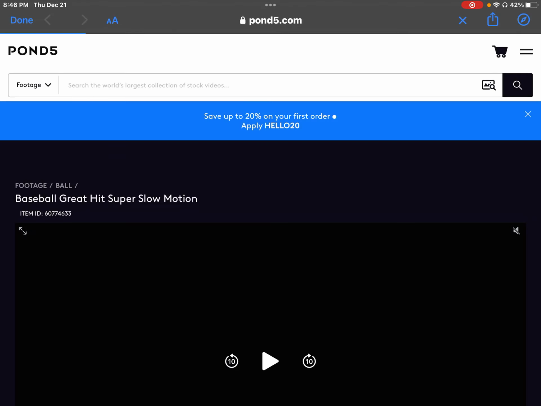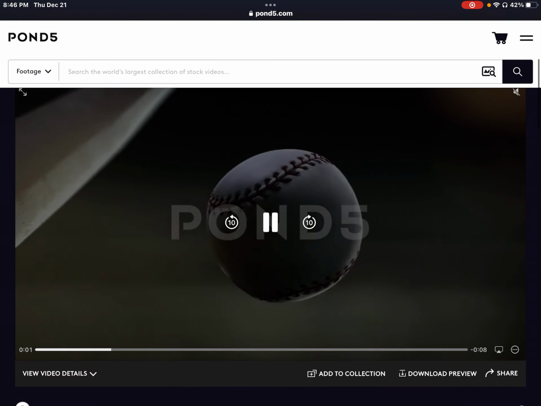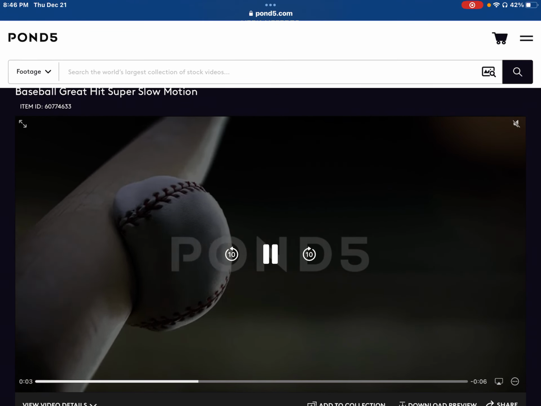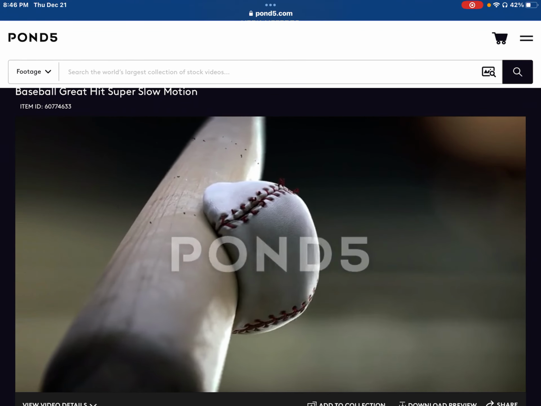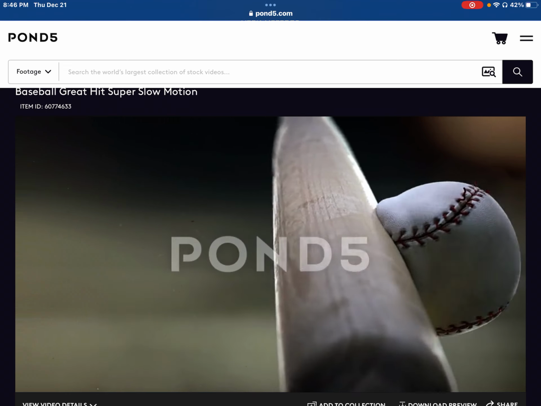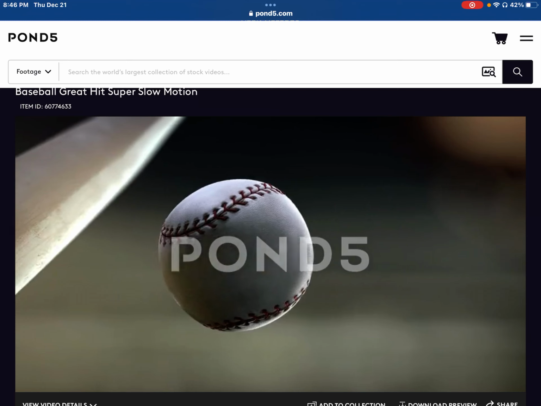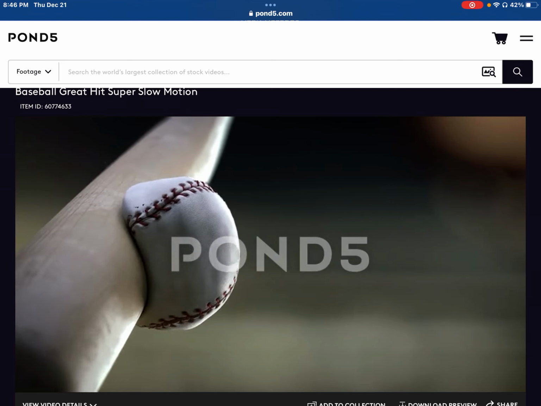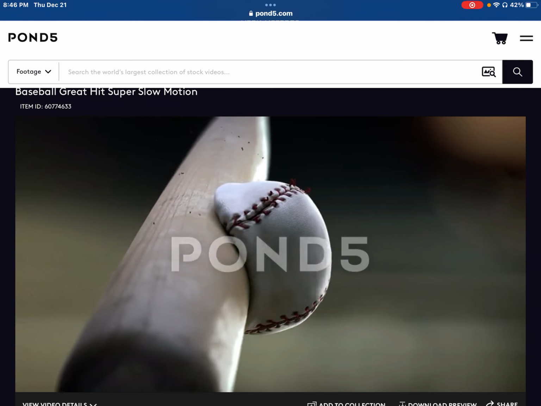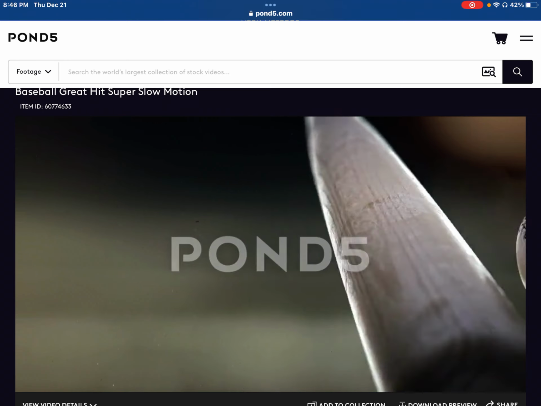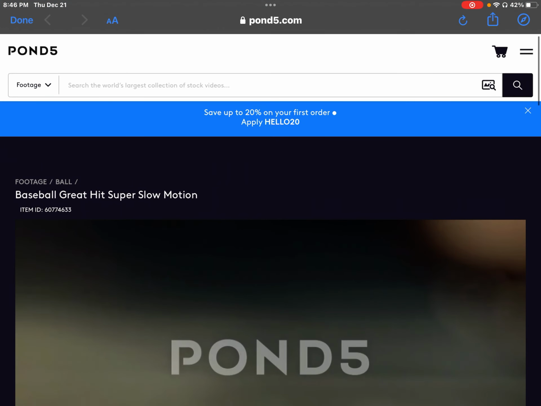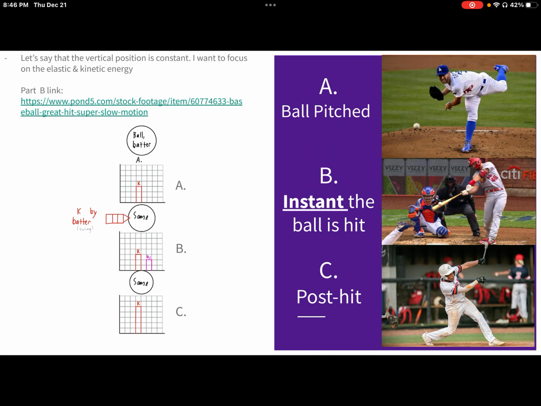So let's watch this video of that part B motion. Again, it happens very quickly. You can see the bat is still moving and the ball is compressing there. There you go, it just flies away. We'll do that one more time. It's kind of satisfying to watch. It's kind of crazy how that ball compresses like that. The human eye can't even see it.